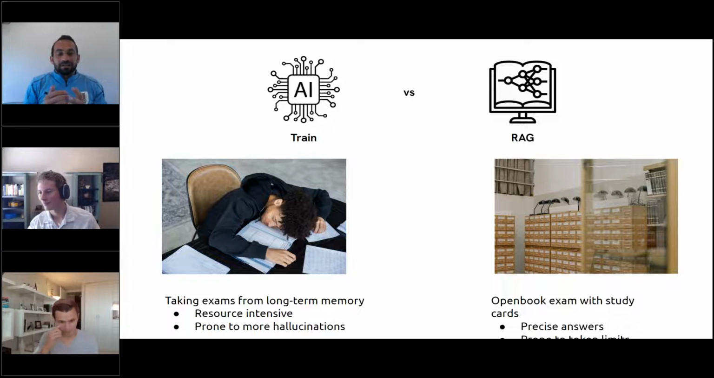Versus RAG, which stands for Retrieval Augmented Generation. It's like taking an exam where you have not taken the class at all, but it's an open book exam and you have really good study cards. You get a question, somebody hands you just the perfect study cards for that question, you take a look at them, and you come up with the answer. In this case, it's much more accurate and precise sometimes. It takes fewer resources because you didn't take the class for a whole semester. But again, it has token limit issues and so forth. With this, I'm going to hand it off to Nicholas, who will talk about the details of this method.